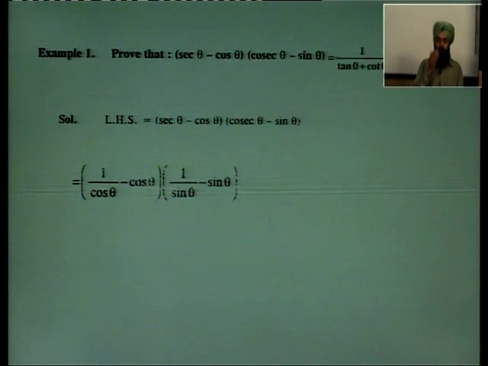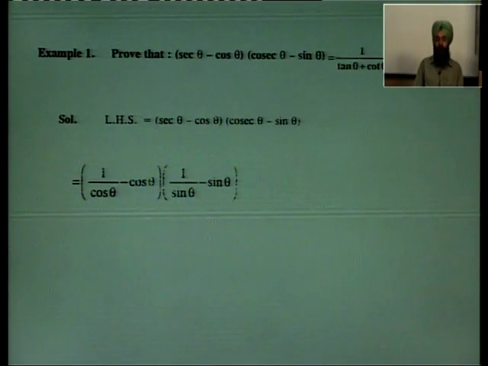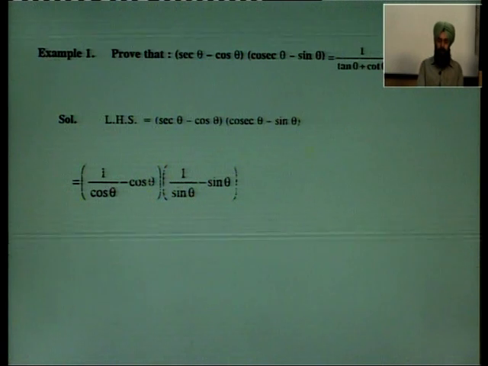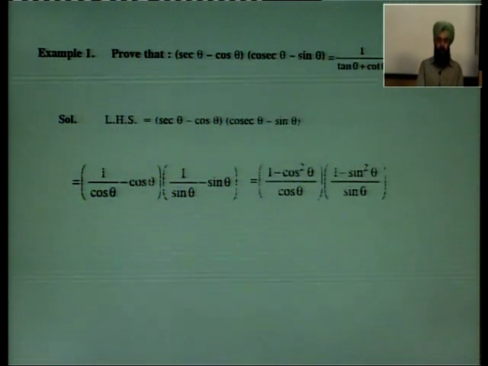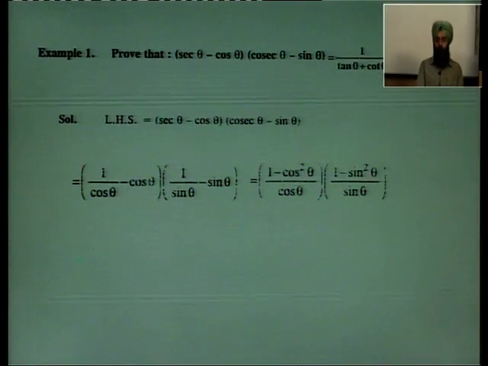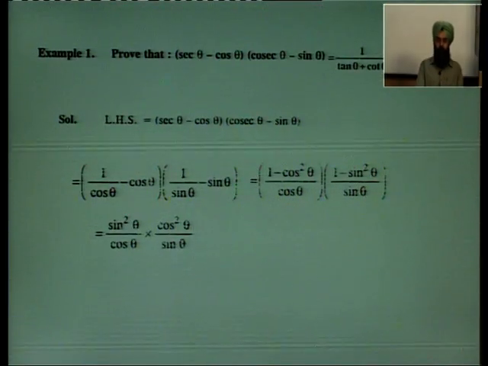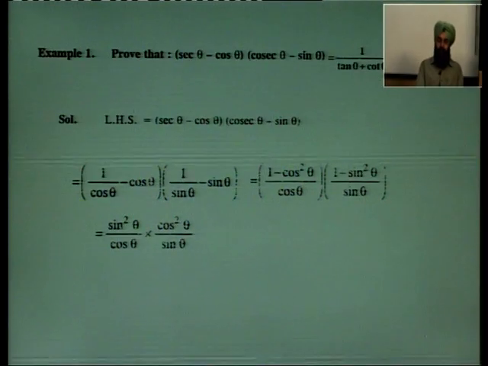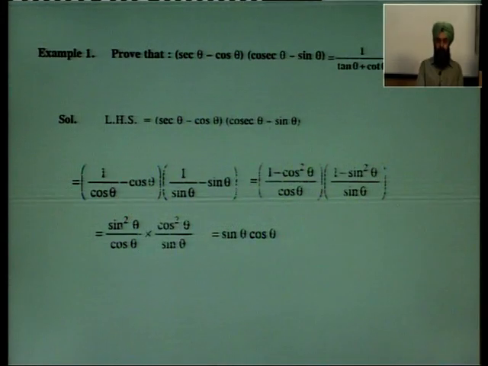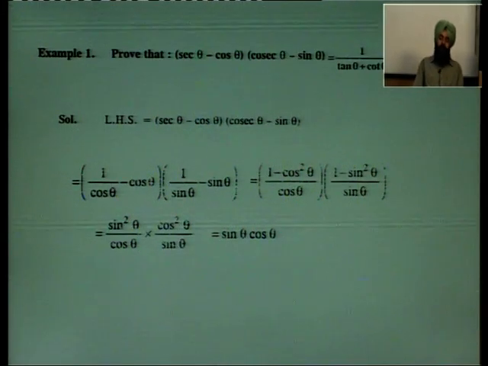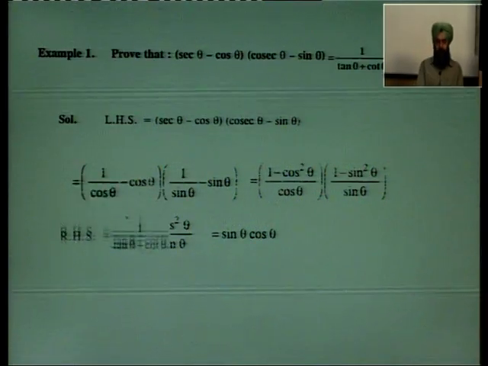So, secant theta is 1 over cos theta and cosecant theta is 1 over sin theta. In the first bracket we can take cos theta as LCM, and in the second bracket we can take sin theta as LCM. So, it will be (1 minus cos square theta) over cos theta, and the second bracket is (1 minus sin square theta) over sin theta. So, 1 minus cos square theta is sin square theta and 1 minus sin square theta is cos square theta. Here we use the trigonometric identity. So, therefore, it is equal to sin theta into cos theta.